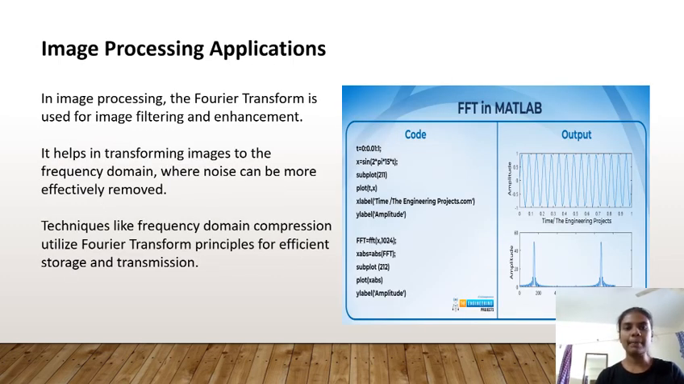Image processing applications. In image processing, the Fourier transform is used for image filtering and enhancement. It helps in transforming images to the frequency domain where noise can be more effectively removed. Techniques like frequency domain compression utilize Fourier transform principles for efficient storage and transmission.